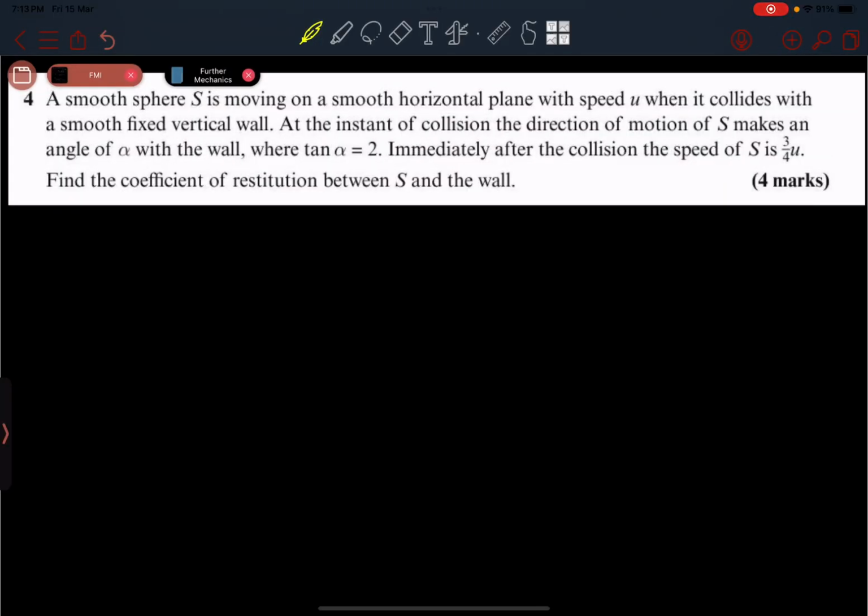Question number 4, we've got again a smooth sphere moving on a smooth horizontal plane with a speed u. So first thing we would do, sphere moving on a horizontal plane with speed u, and it collides with a smooth fixed vertical wall. At the instant of collision, S makes an angle alpha with the wall.